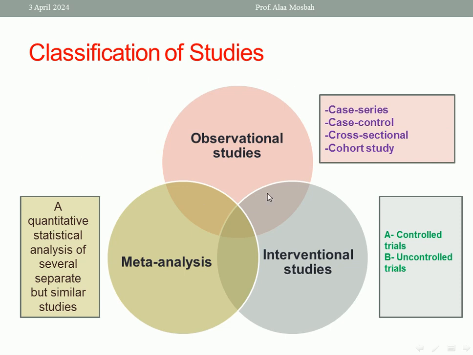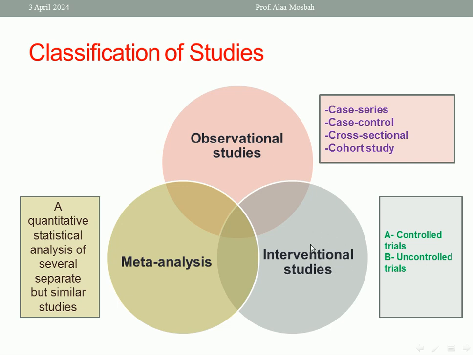Which is preferred as a clinical study, observational or interventional? Interventional study. What are the types of interventional study? Controlled and uncontrolled. Of course, controlled is better than uncontrolled. And not only that, a controlled double-blind study decreases the bias. Double-blind or triple-blind. What is meant by that?